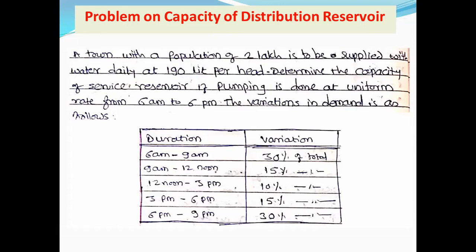If you add all these values, it should be 100% because it is in percent of the total. 30 plus 15 is 45, plus 10 is 55, plus 15 is 70, 70 plus 30 is 100.